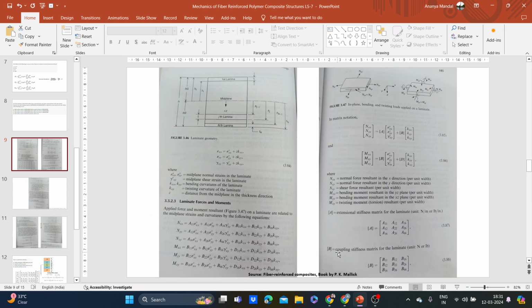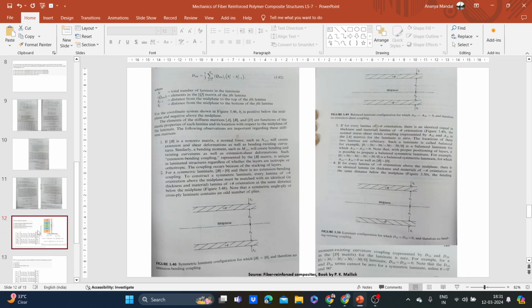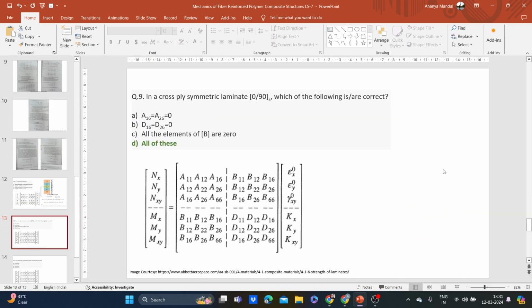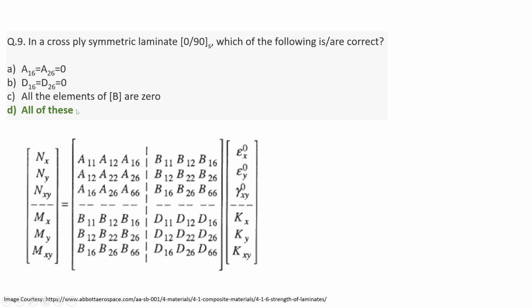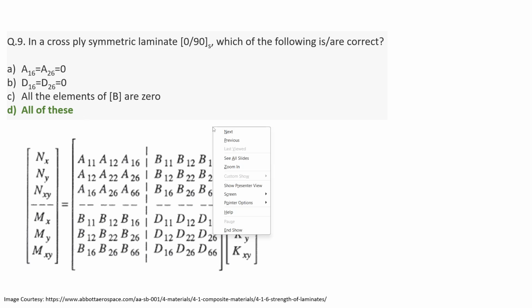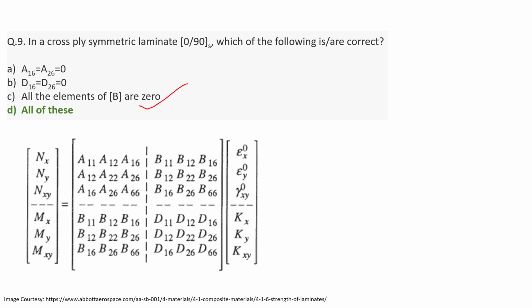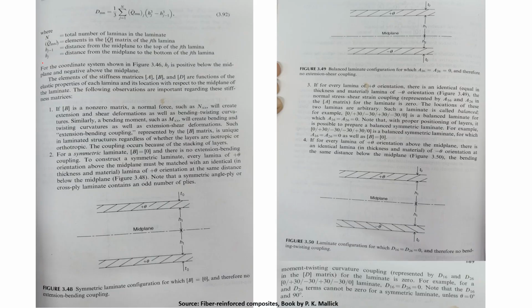The B matrix is called the coupling stiffness matrix of the laminate. So in a cross-ply, here you get that option C will be correct, as it is a symmetric laminate. The whole B matrix will be 0. D16 and D26 will also be 0, and A16 and A26 will also be 0.